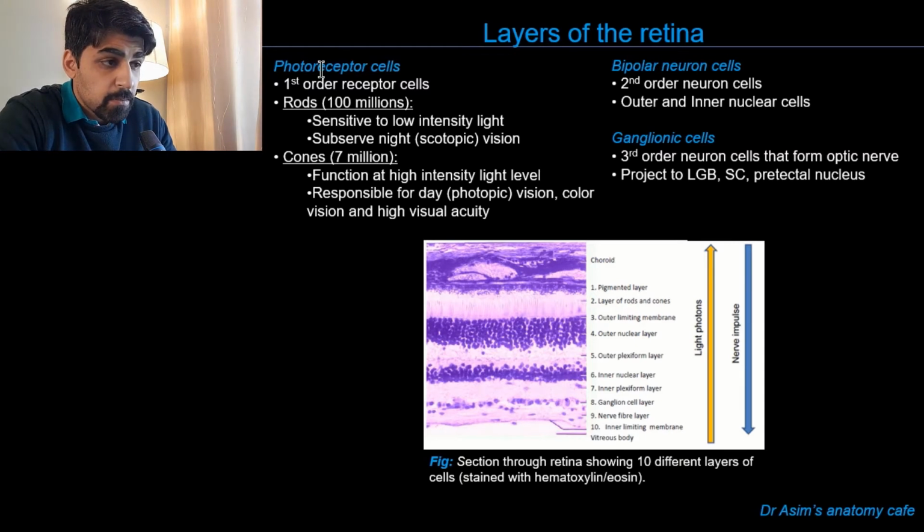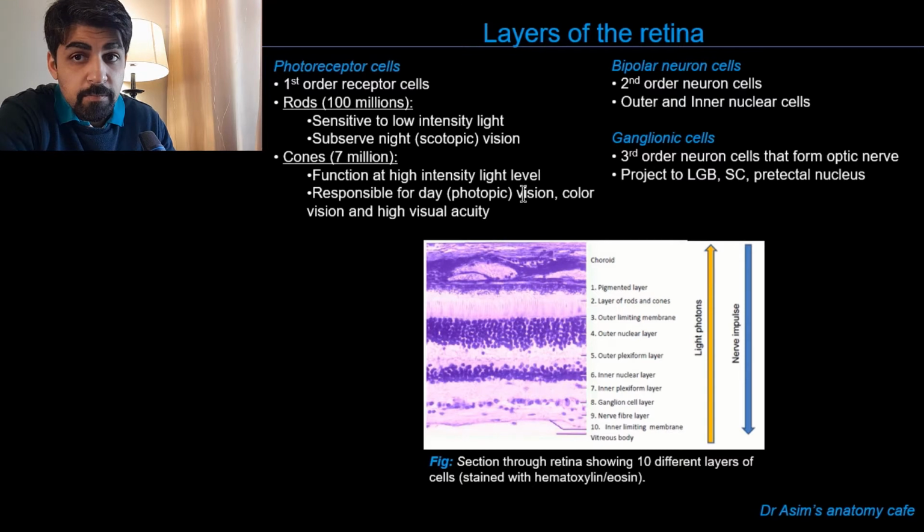These are the first-order neural cells inside the visual pathway, and they can be categorized either as rods or as cones. The rods are extremely sensitive to low-intensity light and hence work well in dim light conditions, and they therefore provide a black and white vision. Cones, on the other hand, function at high-intensity light levels and hence function well in well-lit conditions. These are responsible for the perception of color and subserve high visual acuity tasks such as reading, for example.